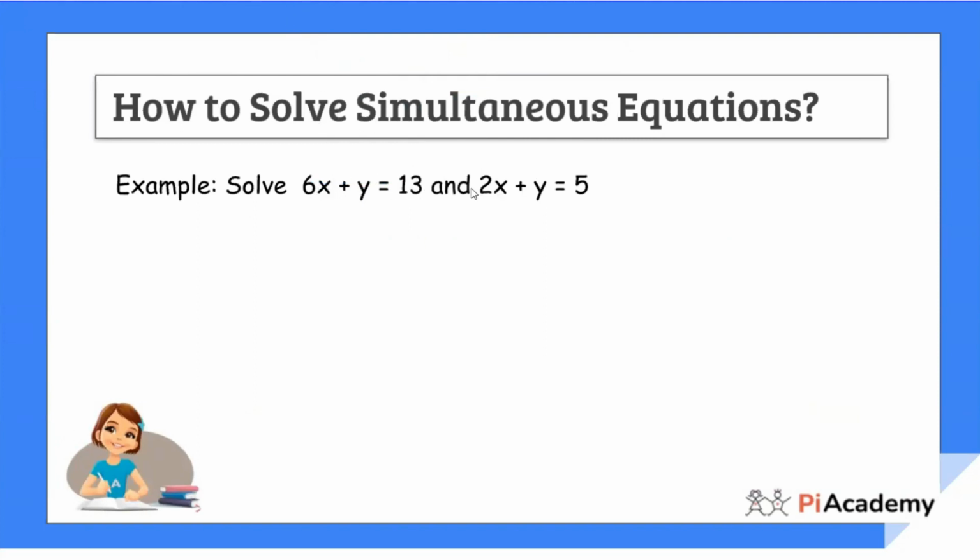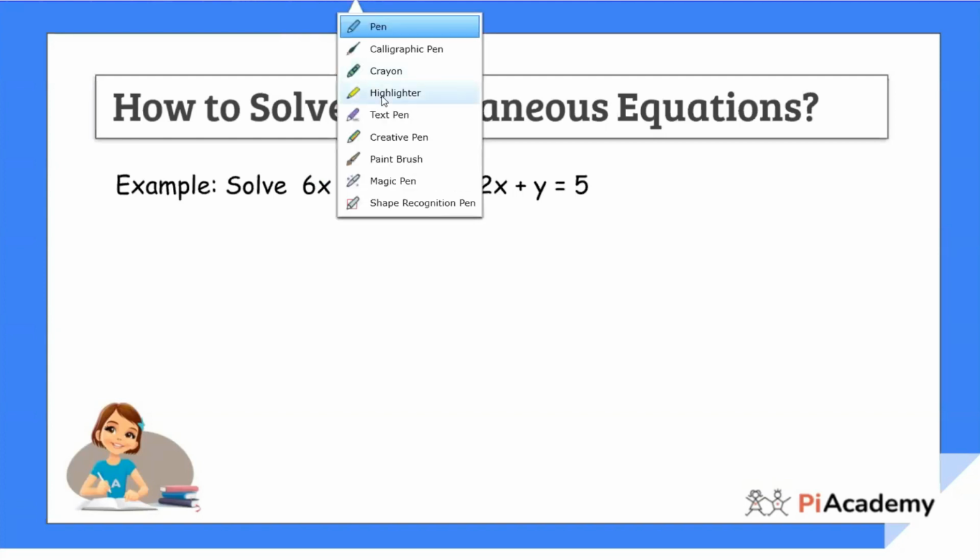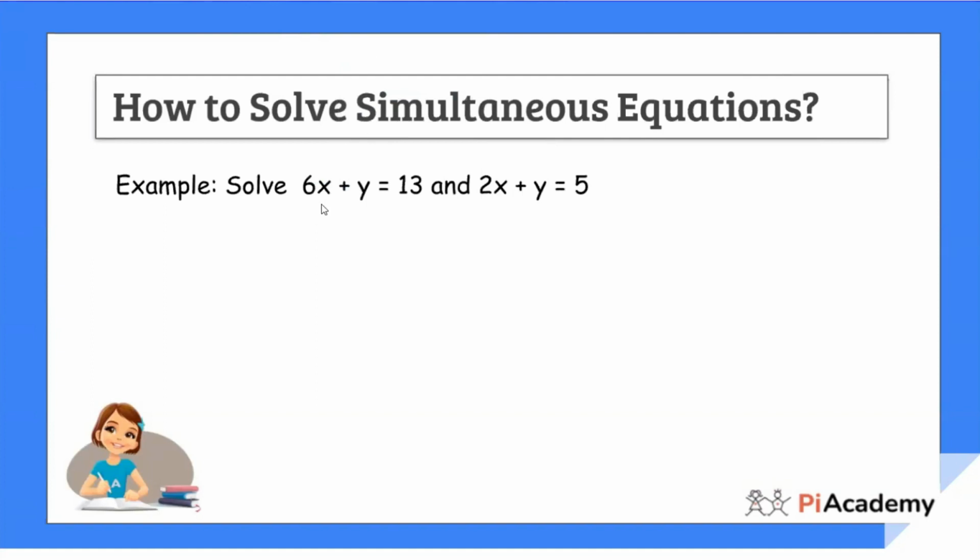And another equation is 2x plus y equals 5. So here we have 2 equations, and these two equations are simultaneous equations, right? And our variables in this are x and y, right? Okay. So what we have to do, first of all, is arrange them like this, okay?